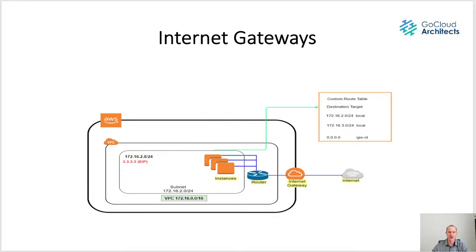So how does this all work? We basically have our servers. Assume the servers are sitting behind a load balancer, and the load balancer has a public IP address on it. As you can see, the EIP, or the elastic IP address, connects to the instances, which then connect to the router, which then goes out and connects to the internet. That's the way this stuff works.